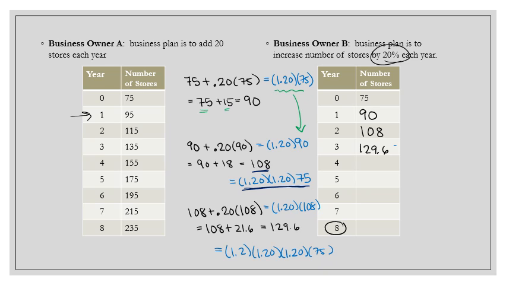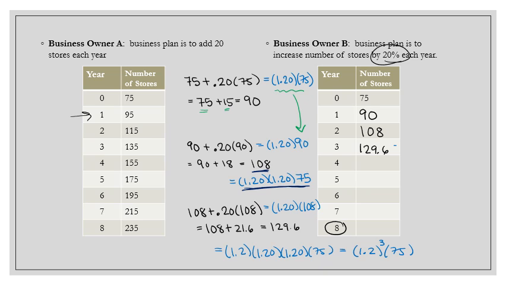Okay, and then hopefully you see that this can be written a bit neater, right? So 1.2 and 1.20 are the same thing, right? So 1.2 times 1.2 times 1.2, well, that's 1.2 cubed times 75. Back here, this is 1.2 squared times 75, 1.2 to the first power times 75.